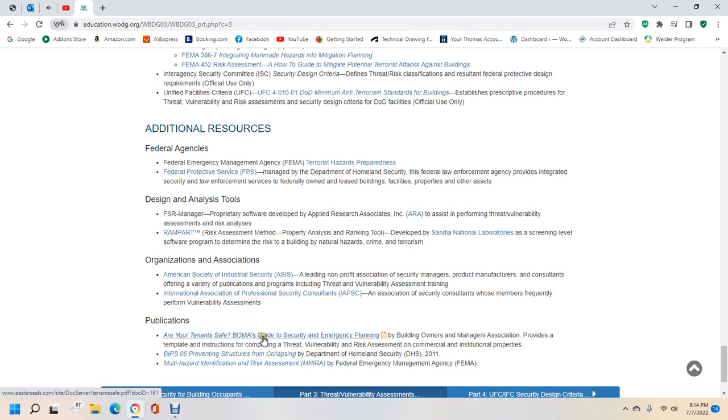Publications: Are Your Tenants Safe? The BOMA Guide to Security Emergency Planning, BIMPS 05, Preventing Structures from Collapsing, Multi-Hazard Risk Assessment, Risk Assessment.